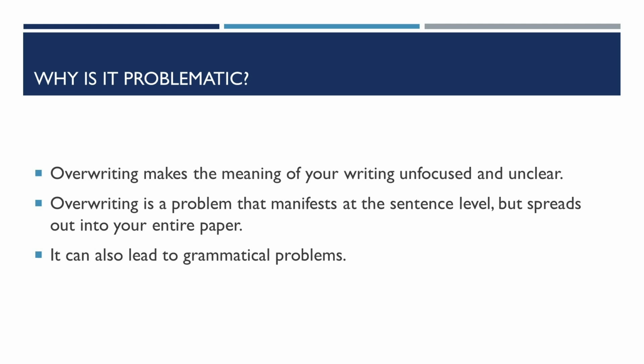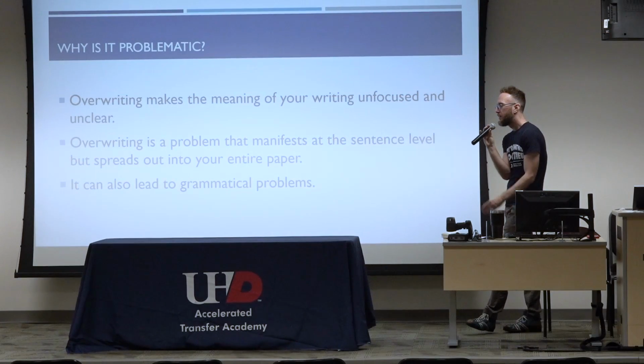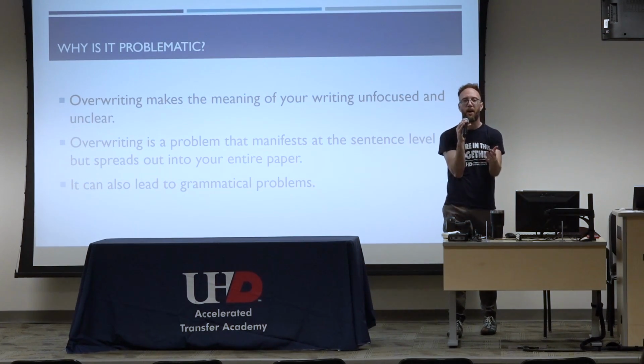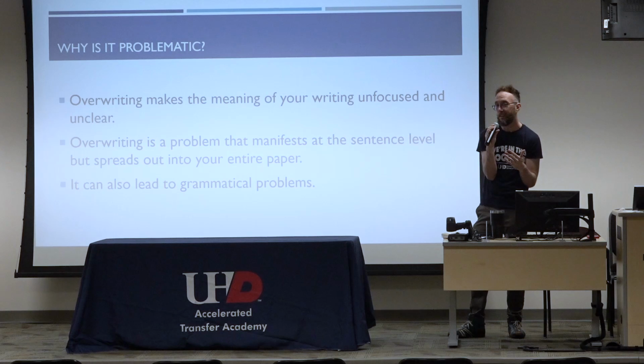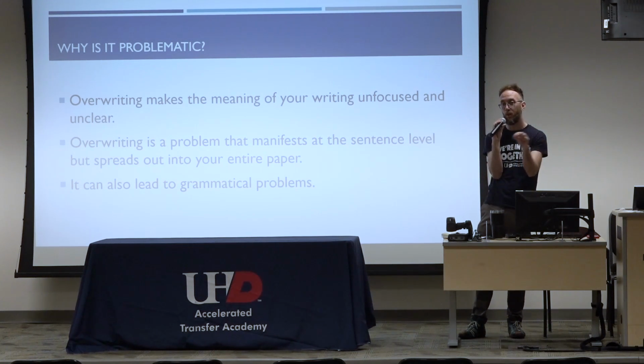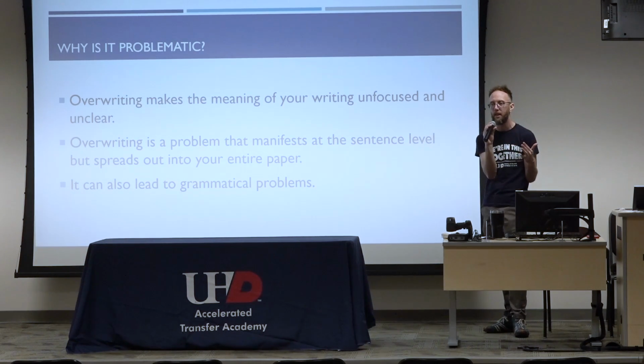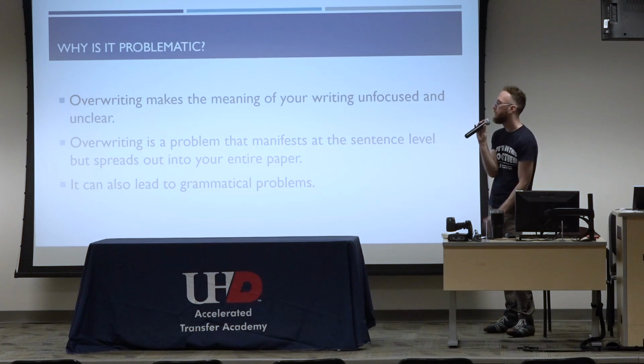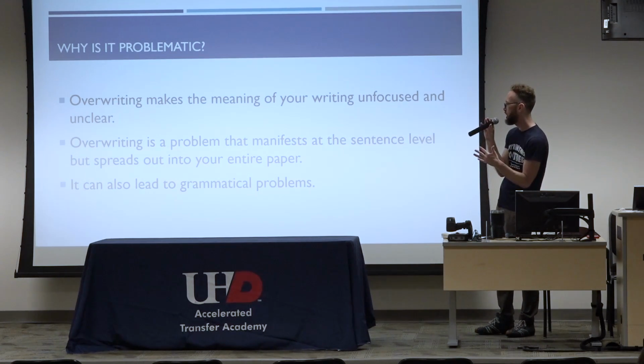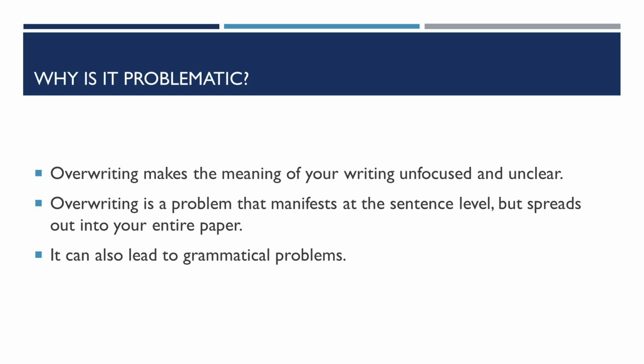Well, it means that your essay is unclear and unfocused, right? You submit an essay and then you might get it back from your professor and you might have a single word over a paragraph written in red that says unclear. We always want to have a clear meaning to our composition, and overwriting obscures that. It manifests at a sentence level, but if it is a problem in every sentence, then your entire paper is going to be suffering from this issue.